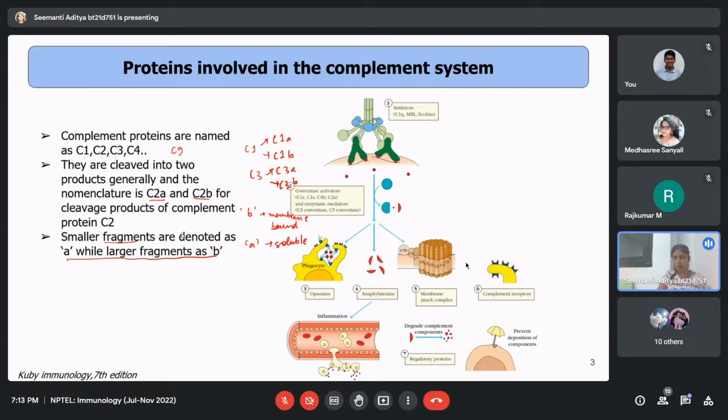So how is the complement system working, and how are these different proteins recognizing the pathogens, and how is the membrane attack complex formed, how is the inflammation carried out, how is the phagocytosis carried out? We'll look into each of these concepts. So initially, what are the initiators of the complement system? The initiators of the complement system are basically proteins that directly or indirectly bind to your pathogen.